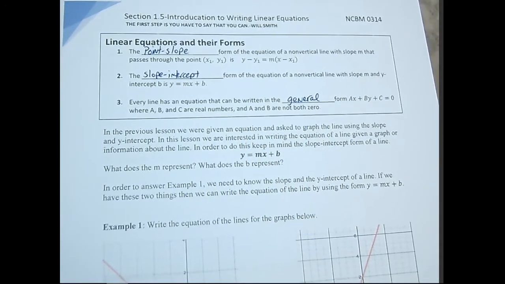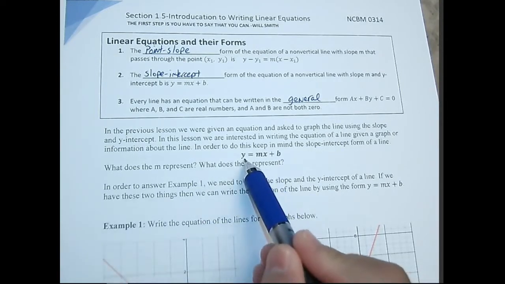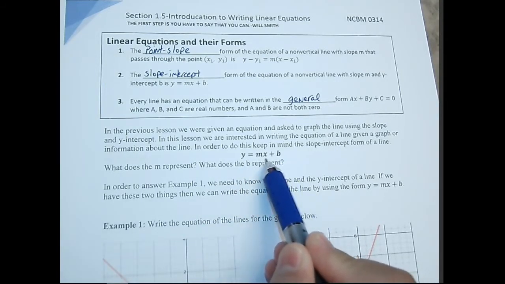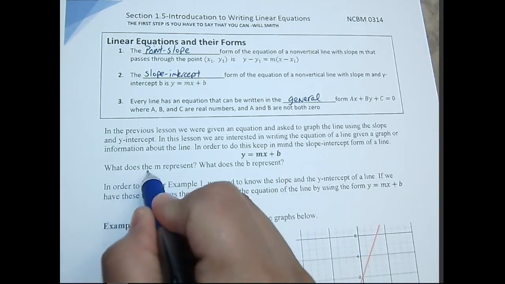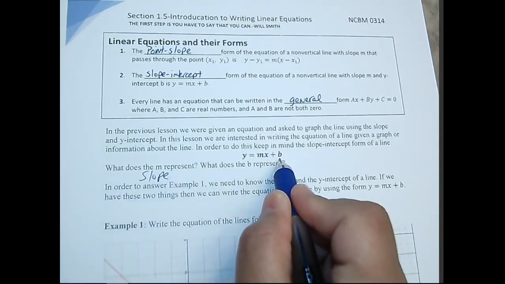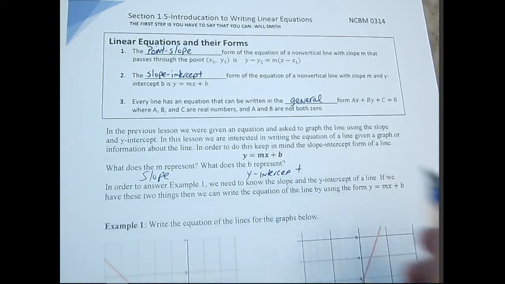In order for us to write an equation, we need to get some information about the line. This form here, the slope-intercept form, is going to be very helpful. In this equation, remember that m represents the slope and b represents the y-intercept. So to write the equation, we need to know the slope and the y-intercept, or at least have information so that we can find the slope or the y-intercept, or at least another point.